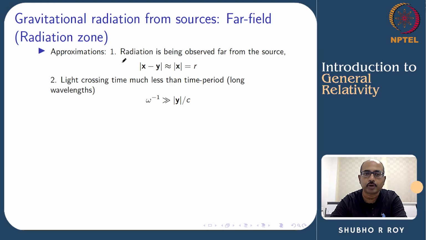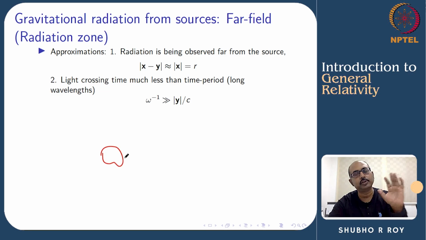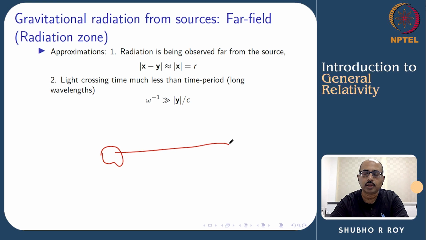So, the first approximation which we will make is that the radiation is being observed far from the source. This is a typical situation. We have an astrophysical source, which is perhaps light years or parsecs away, and for all intents and purposes, we can think of the source as a point object from Earth when we observe it. So the separation between the Earth and the various points on the source will not vary significantly over the source because it is pretty far away.